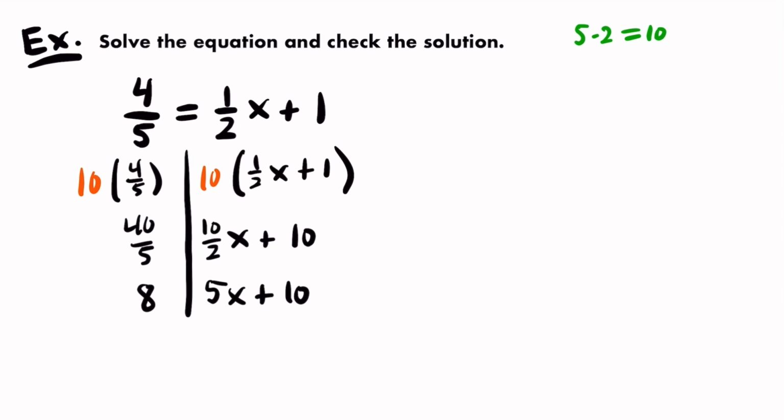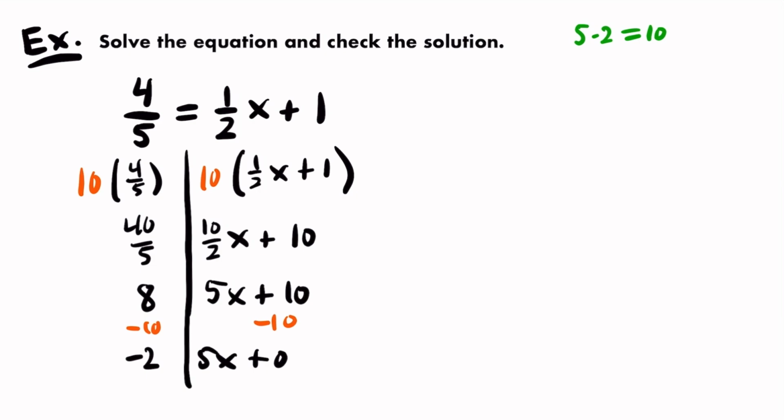The first thing we want to do is isolate that variable term, so we want to subtract 10 from both sides. That will get rid of that constant. Okay, so let's do that here. We're going to subtract 10 from both sides. 8 minus 10 is -2, so we have -2 on that side, and then 5x plus 0 on this side. All right, 10 minus 10 is 0.